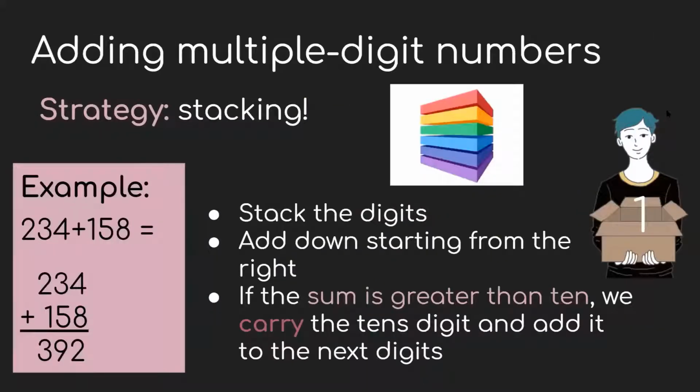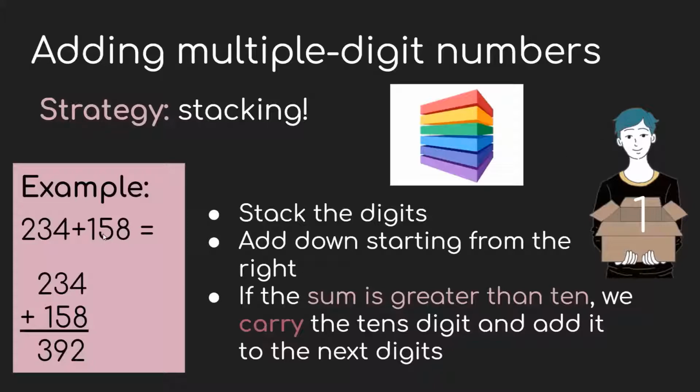Moving on now, let's talk about adding multiple digit numbers. The strategy we're going to be using for adding multiple digit numbers is called stacking. First, we're going to stack the digits, then we're going to add down starting from the right side, and then if the sum is greater than 10, we have to carry the tens digit and add it to the next digit. Let's look at the example here.